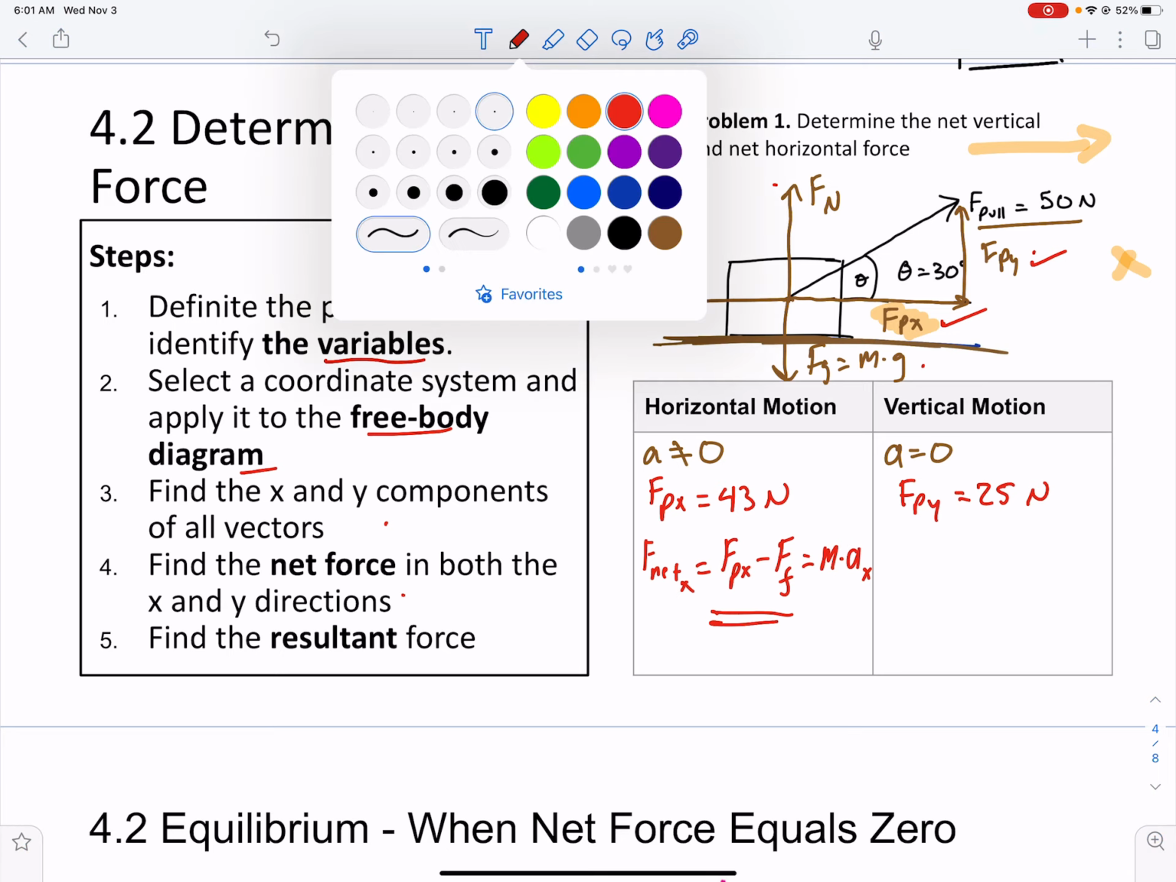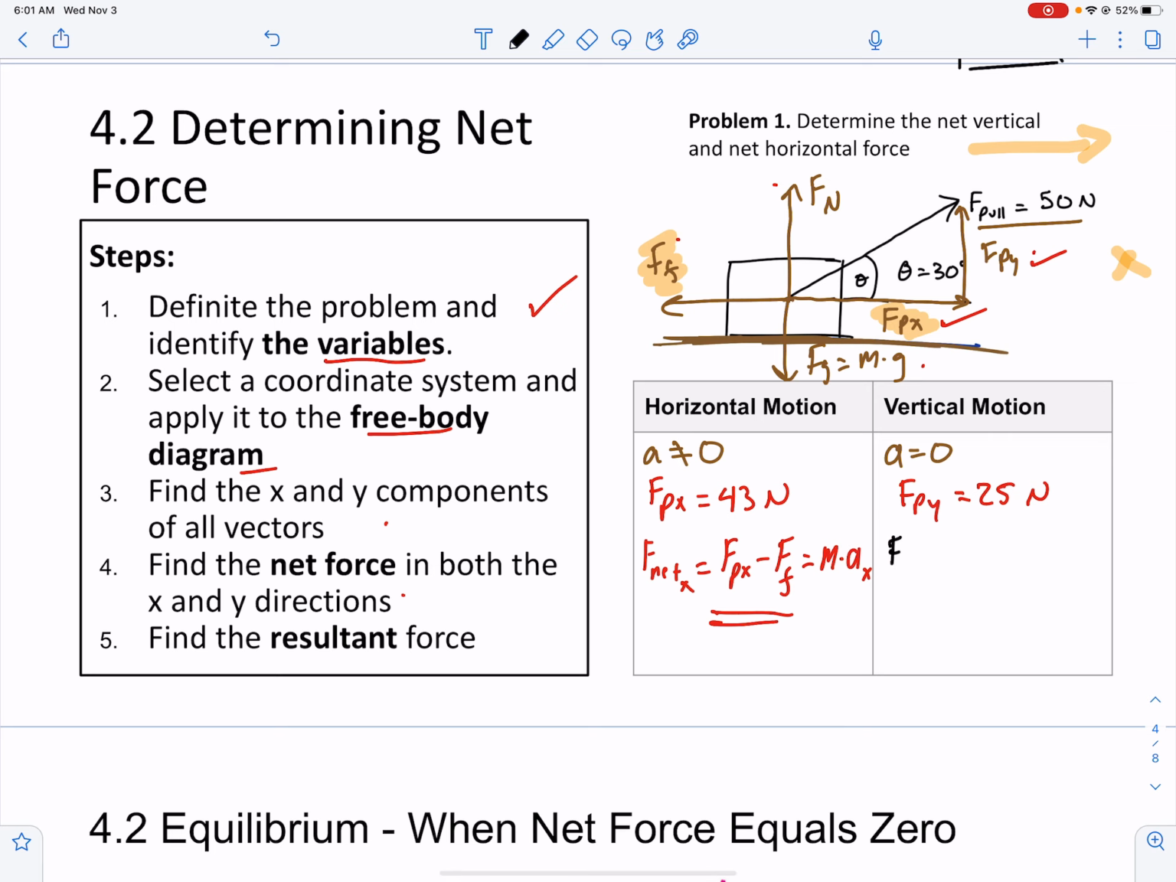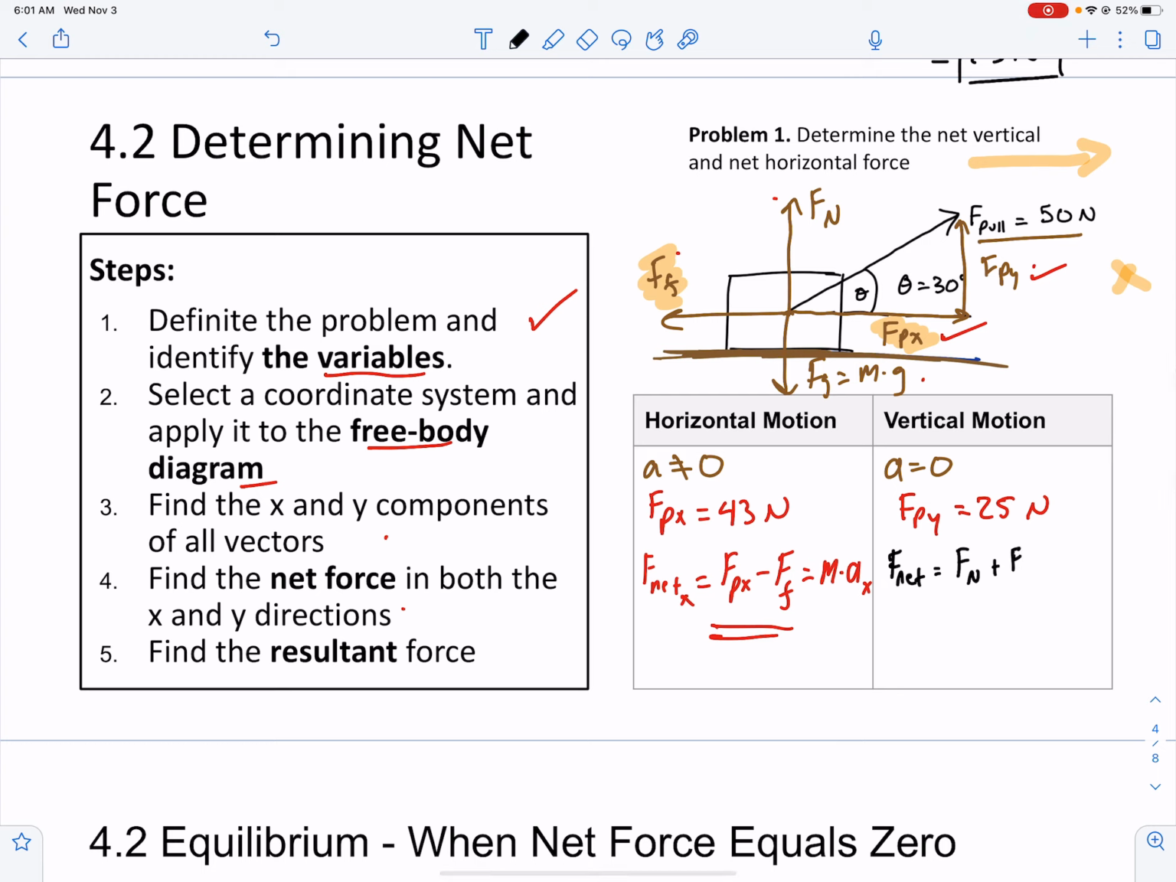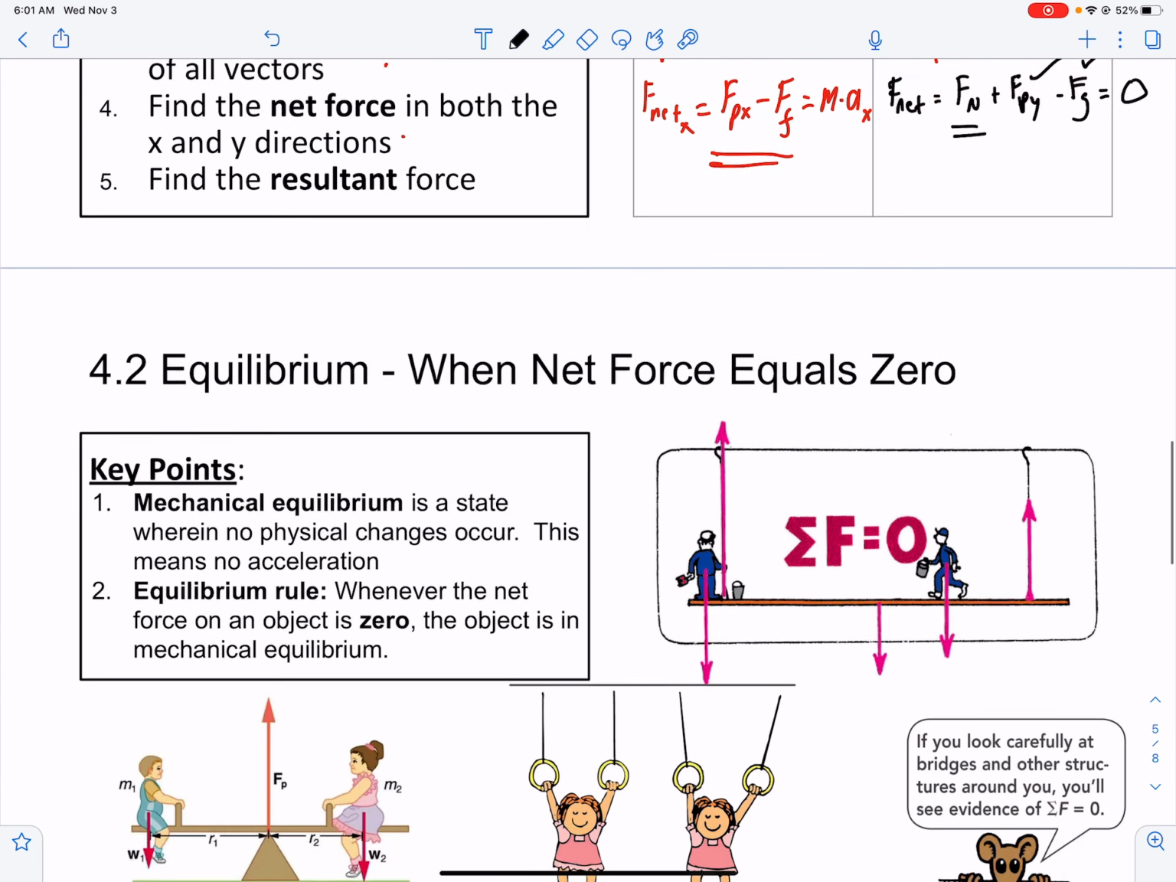Vertically, we have a different scenario. The net force vertically is equal to the normal force, plus the pull in the y direction, minus the force of gravity. And we said that's equal to 0. And if we knew the mass, we would be able to find the force of gravity, the weight of the object. We know Fpy, and so we could tell what the normal force was in this scenario.